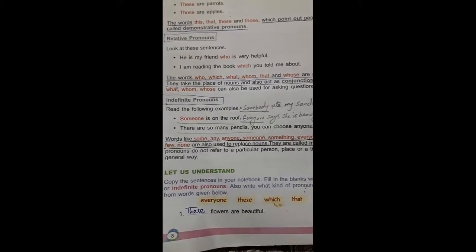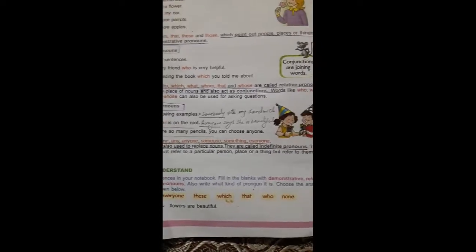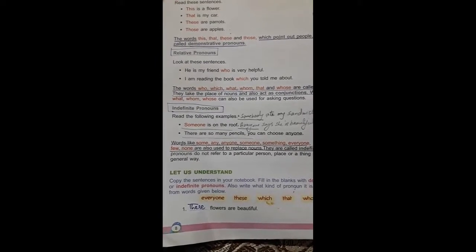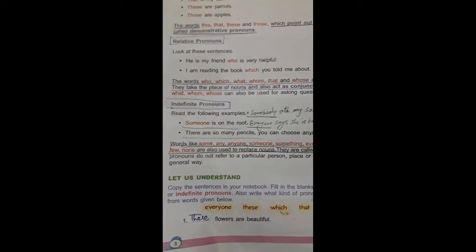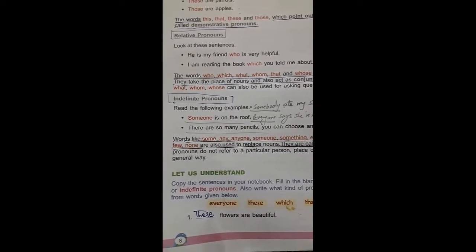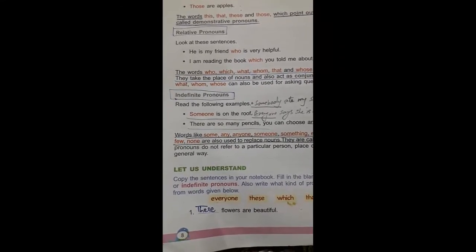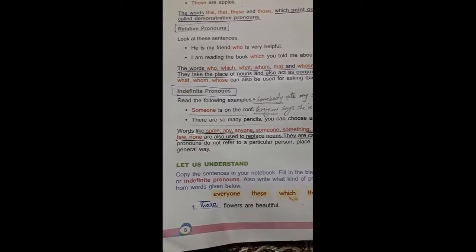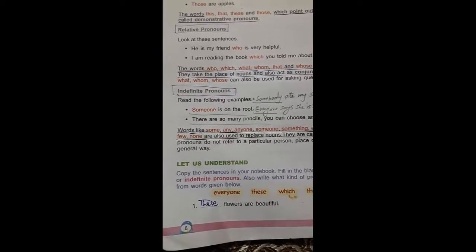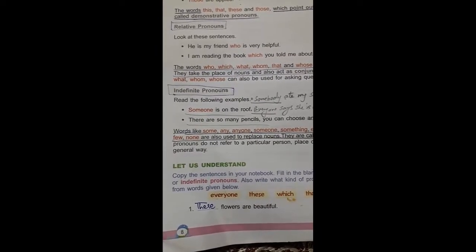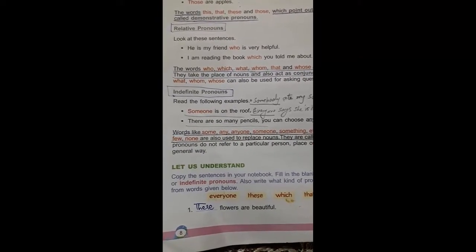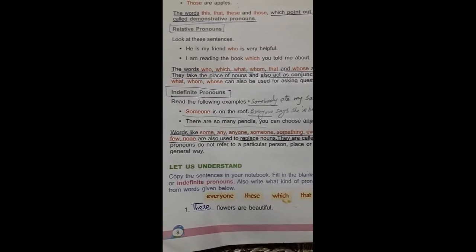They take the place of nouns and also act as conjunctions. Words like who, which, what, whom, whose can also be used for asking questions. So in these examples we can see that relative pronouns are the pronouns which relate the first clause of the sentence to the second clause. As we have already read, sentences mostly consist of one or two or more than two clauses. In our case here we can see that there are two clauses.